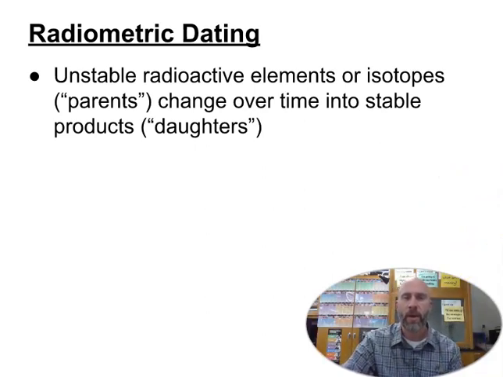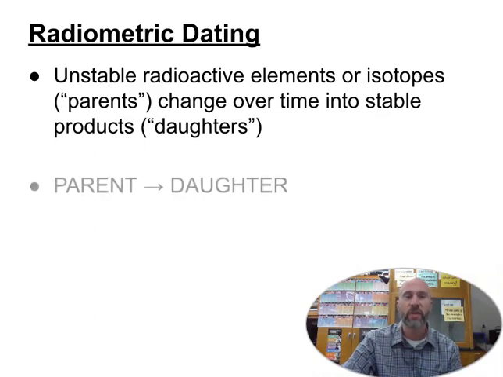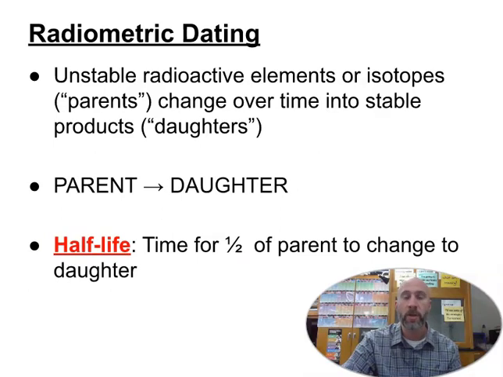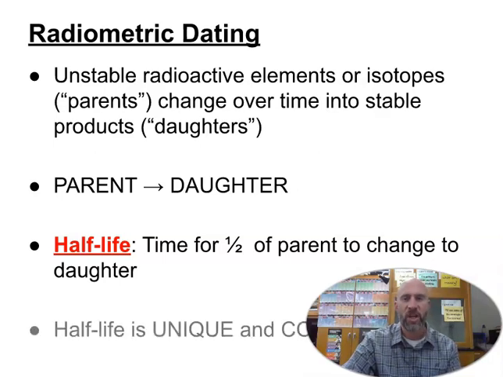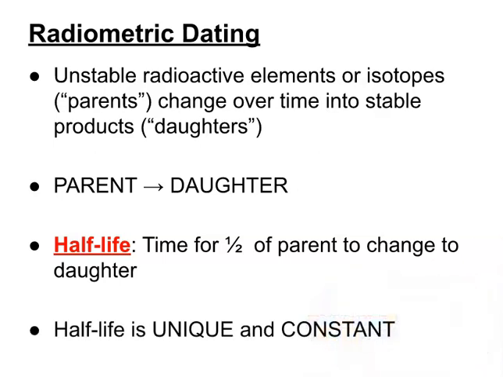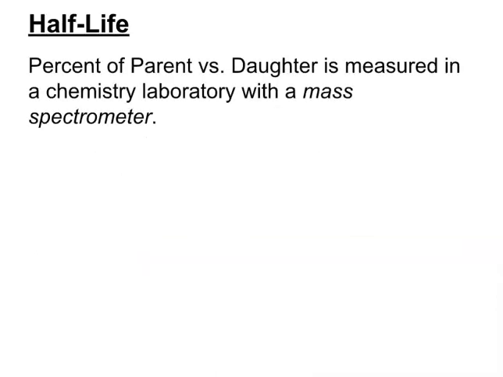So these unstable radioactive elements change over time into more stable ones. We're going from the parent changing to the daughter, and we're using the concept, as he mentioned, of half-life. That's just the amount of time it takes for half of the parent to change into that daughter material. The reason we can do this is that half-life is unique and constant for these different elements, so it's a great little marker tool we can use to figure this out.